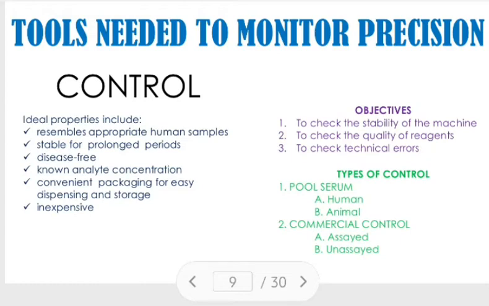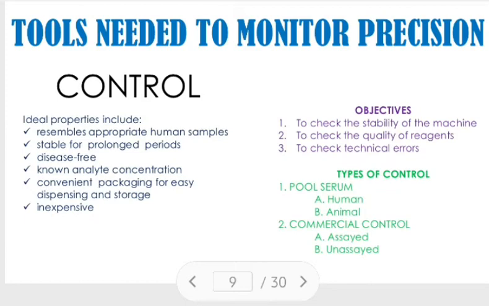Next, for commercial control, it is usually in lyophilized or powdered form for stability. So it requires reconstitution. We usually use distilled water for reconstitution. Take note, incorrect mixing results in incorrect control values.